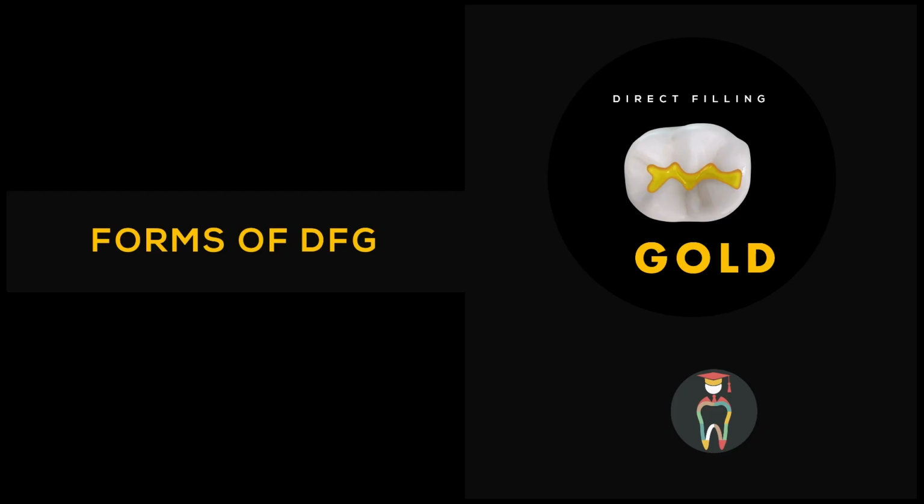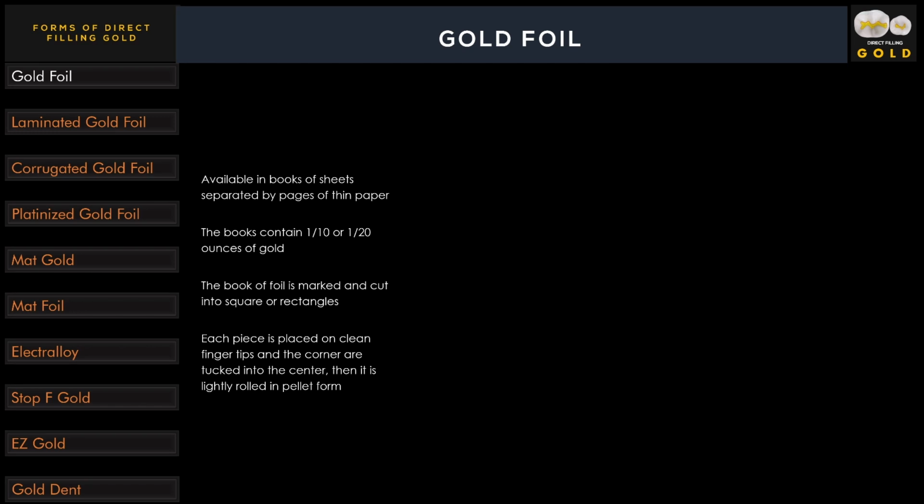Let's see about the forms of the direct filling gold. There are so many different forms of direct filling golds which are available. In this presentation, we will be seeing about the 10 types of direct filling gold which are available in the market. The first one is the gold foil.